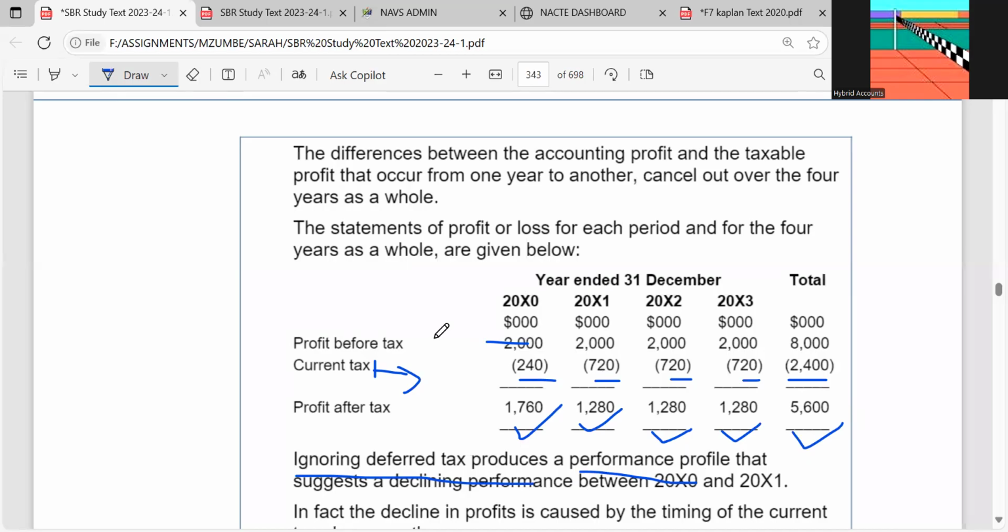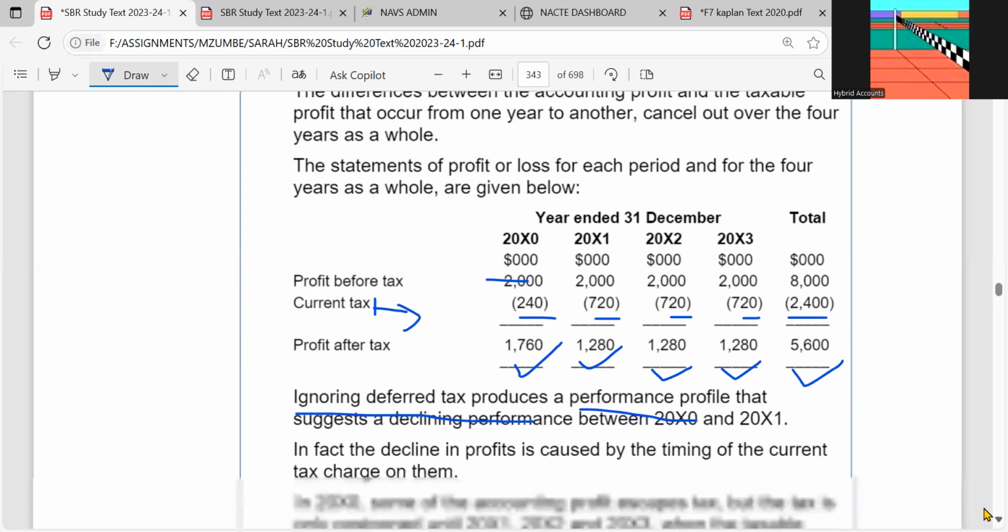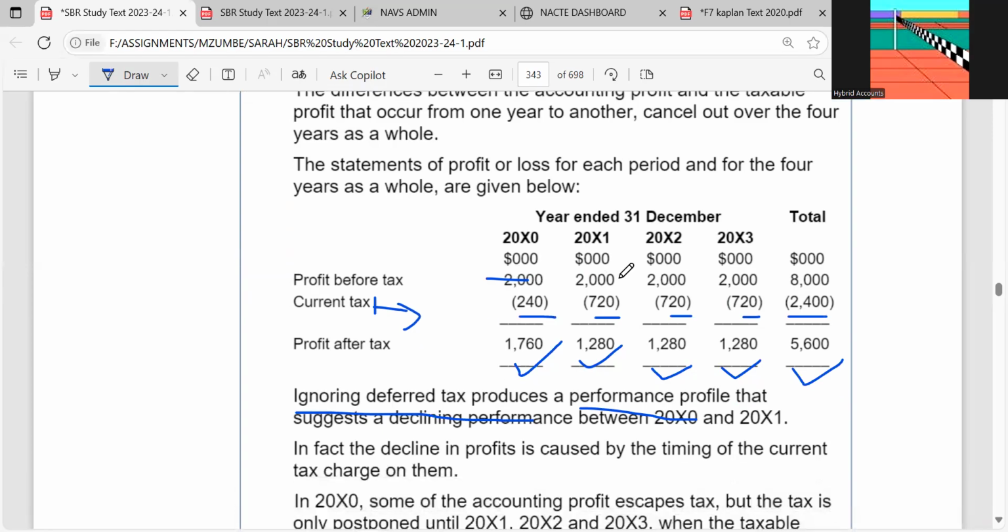You see the way it would seem. Although I had 2000, 2000, 2000, and 2000 here, you get the point now, the meaning of deferred tax, right? Although we got exactly the same profit since we had the same depreciation, since for tax purpose we put the whole depreciation in the first year, the profit seemed to be declining.